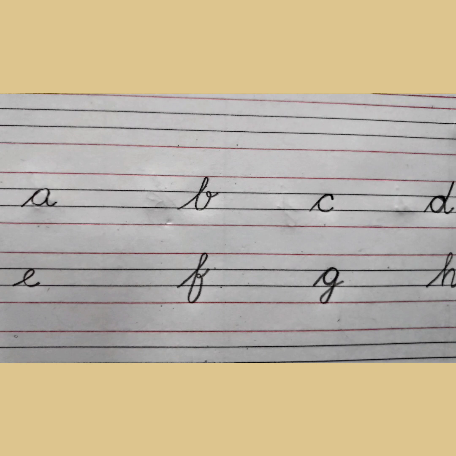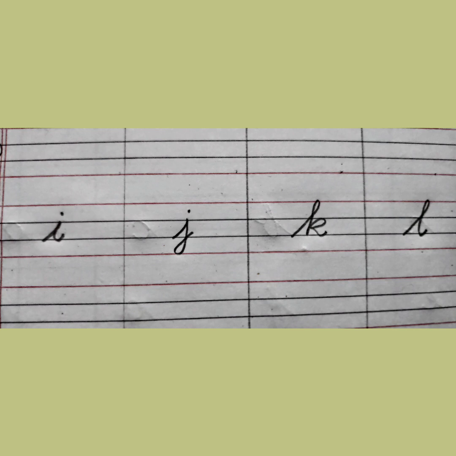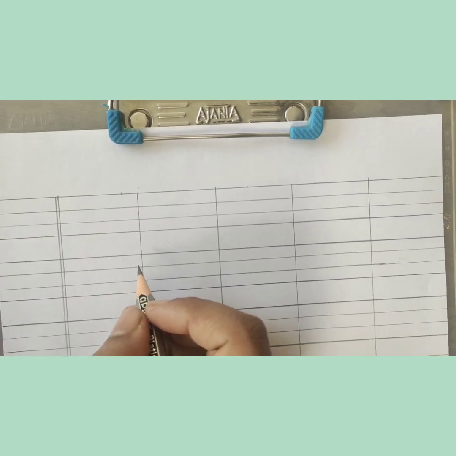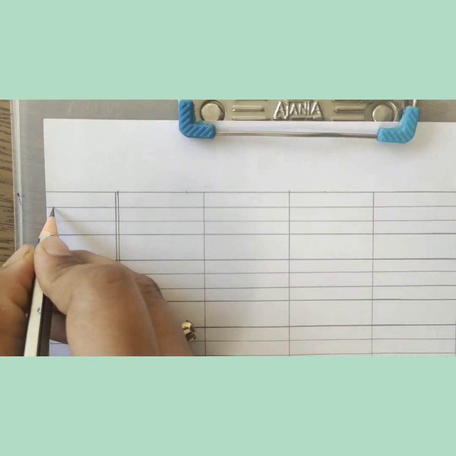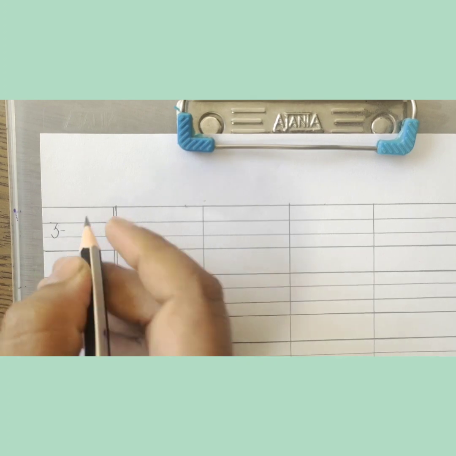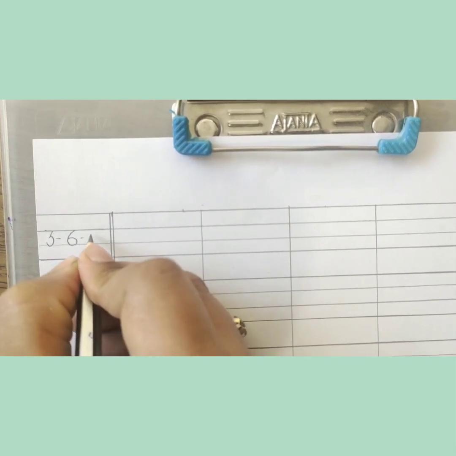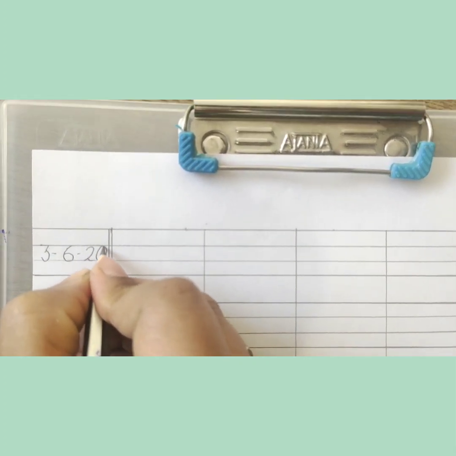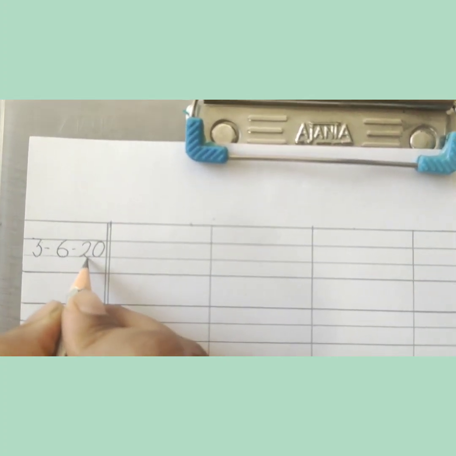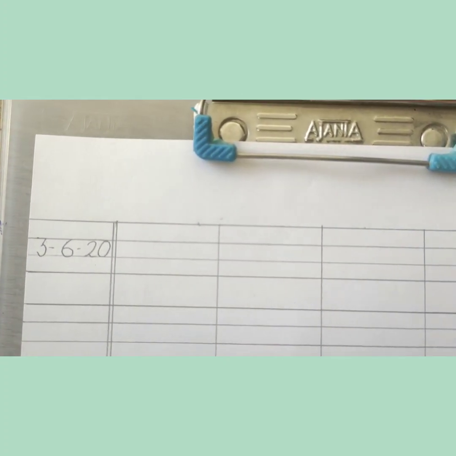Children, you have learned A to H in your previous videos. Now today we are going to learn how to write I, J, K and L. As all of you know, we always write the date first. Suppose today's date is 3rd June. So write 3 dash 6 dash 2020. 3 is the date, 6 is the month and 20 is the year.